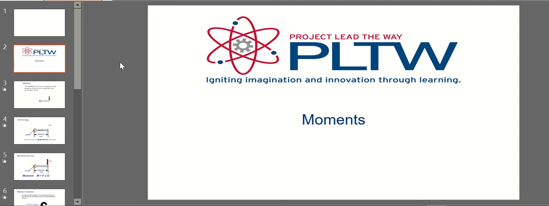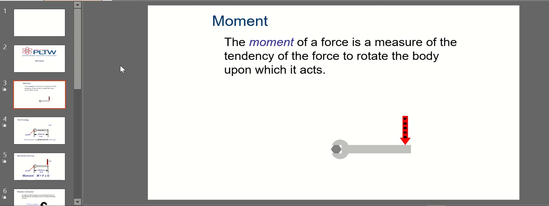Moments. What are they? How do you calculate them in trusses? Moment is a rotational force. That's the big thing. Rotational force means that it will go around as you apply your force around this pivot point.